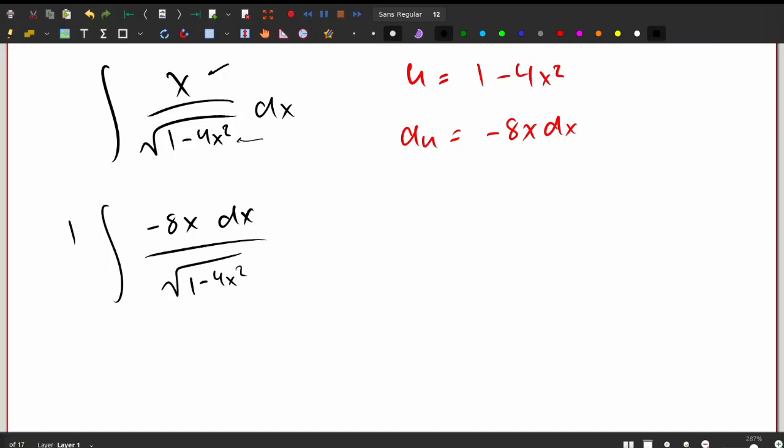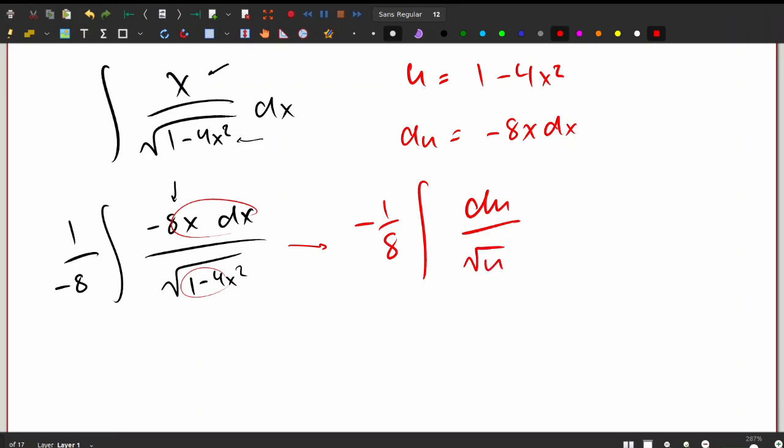Let's rewrite the integral. So we have minus 8x dx over square root of 1 minus 4x squared. And to make sure my value doesn't change, I'm going to divide by minus 8 because I multiplied over here. This becomes du. This becomes u. Let's rewrite our integral. It becomes negative 1/8 times the integral of du over square root of u. This once again becomes pretty simple to integrate because this is simply our power rule. It's the integral of du times u to the negative 1/2.